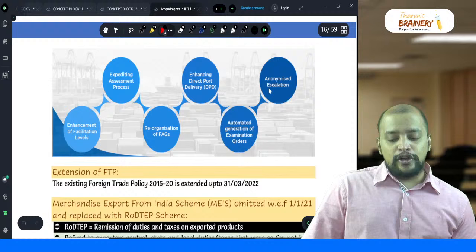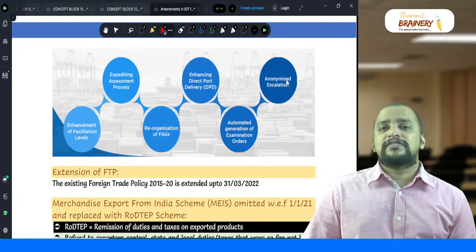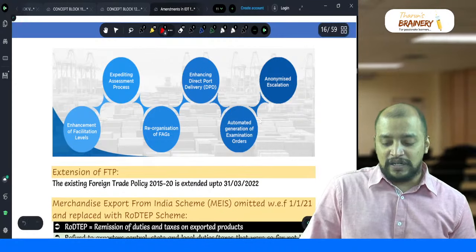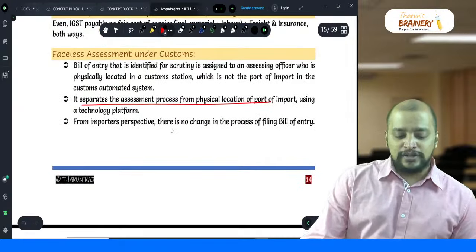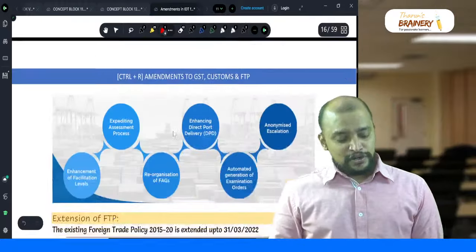Okay, and anonymized escalation. Which means that we don't know which officer will be taking it up. So therefore corruption etc. will get reduced. So these are the advantages of the faceless assessment. This is given in your study material as a small paragraph. So that much is only applicable.